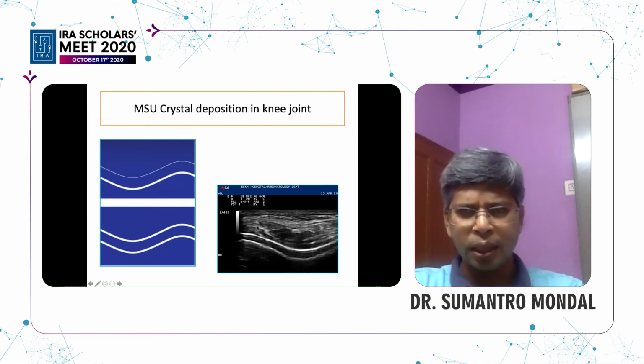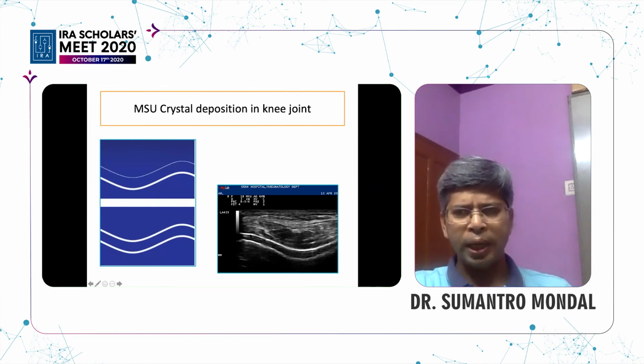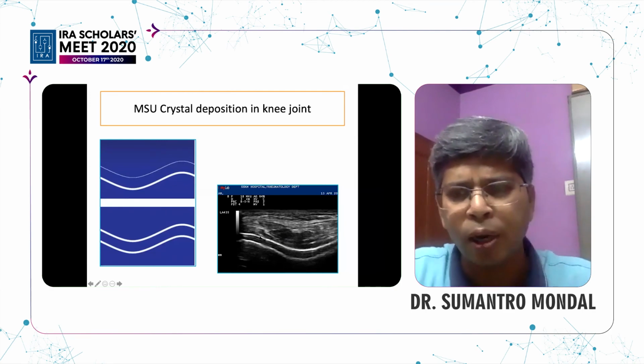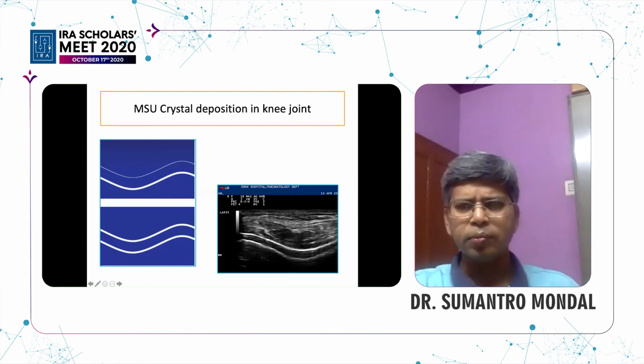This is a patient of chronic gouty arthritis. In the knee joint, this is the cortex of the femoral trochlea, and this is the top of the cartilage. The uric acid crystals are deposited here, and they are as thick as the bony cortex. Not only are they thick, but they are also irregular, not very sharp. So this is the typical double contour sign of one of our patients.